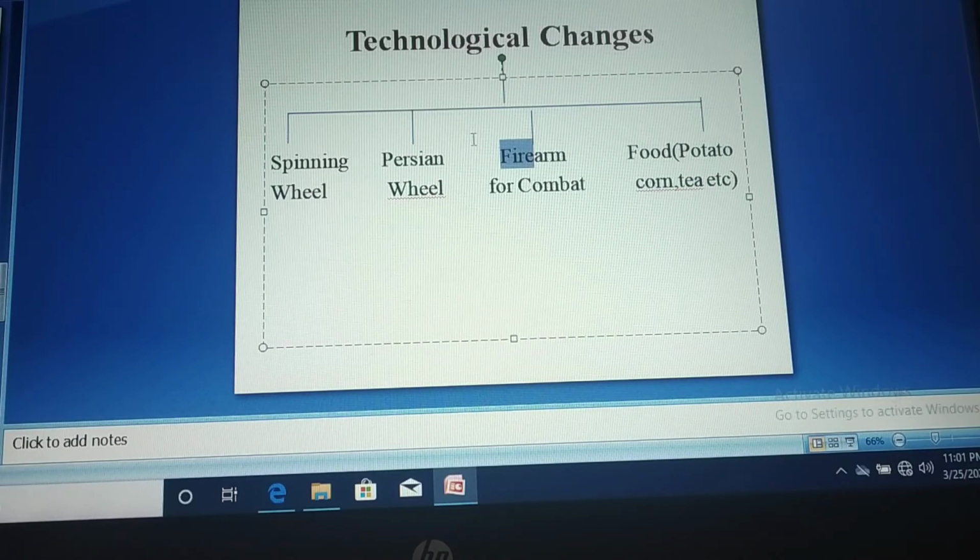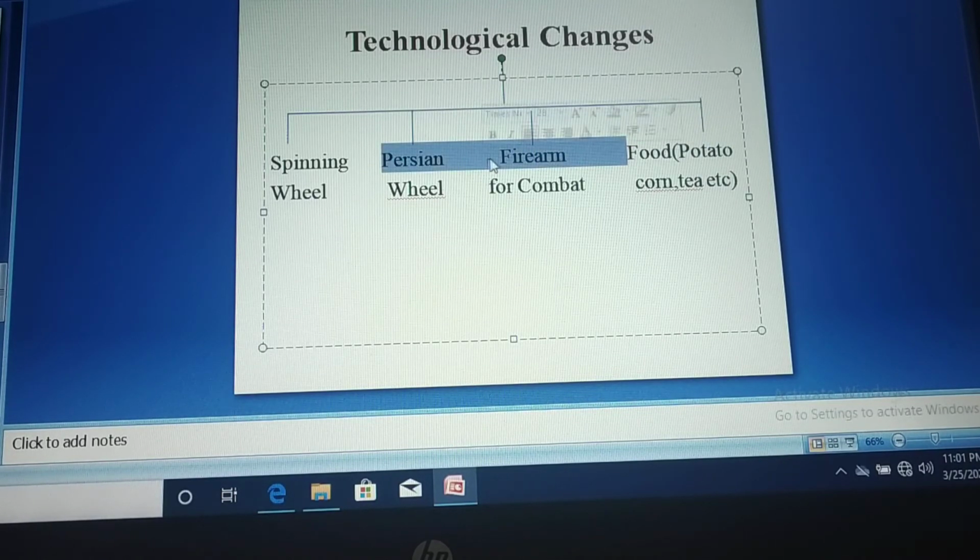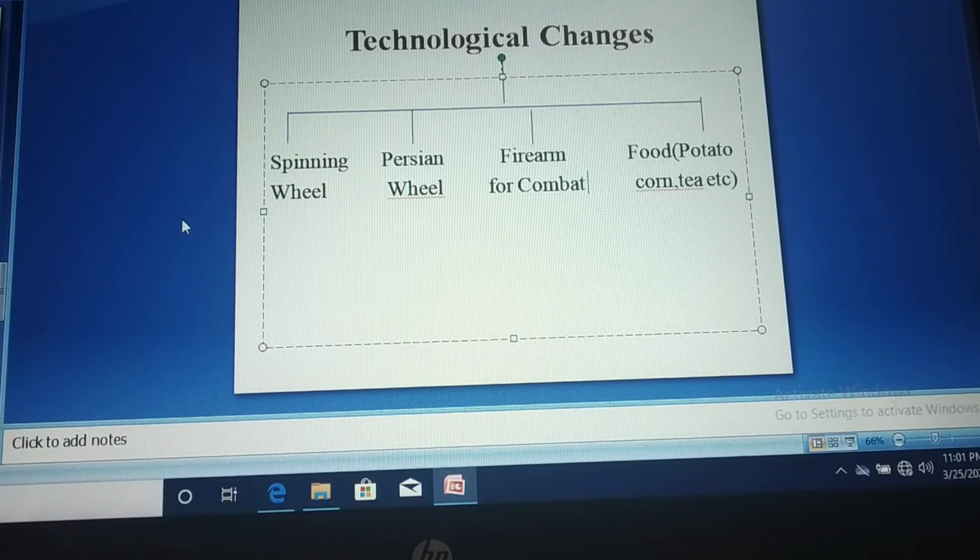The third is firearm combat. Firearms were earlier not used in battles, but with the invention of firearms, they became a very crucial and decisive factor for winning a battle for any ruler. So all these inventions, the spinning wheel, Persian wheel, firearm, all these technological changes came in the medieval period.